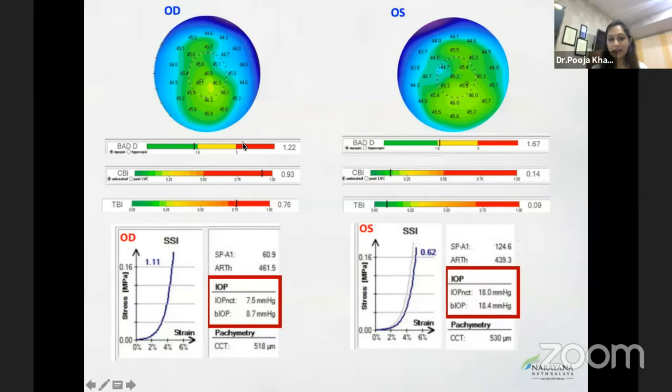So this is the same patient, different eyes. One eye IOP is 7.5 and the other eye is 18. And because the IOP is higher in one eye, the Corvis is showing normal, and in the other eye, the IOP is lower, and that's why it's on the weaker side. So it's extremely important that we correlate the IOP with one of the other tools, or we do a GAT and see which IOP is correct, and then take a call whether the biomechanical index has been captured correctly or not.